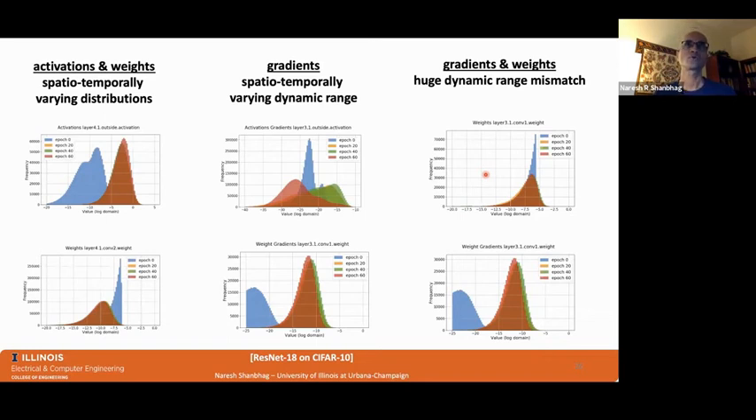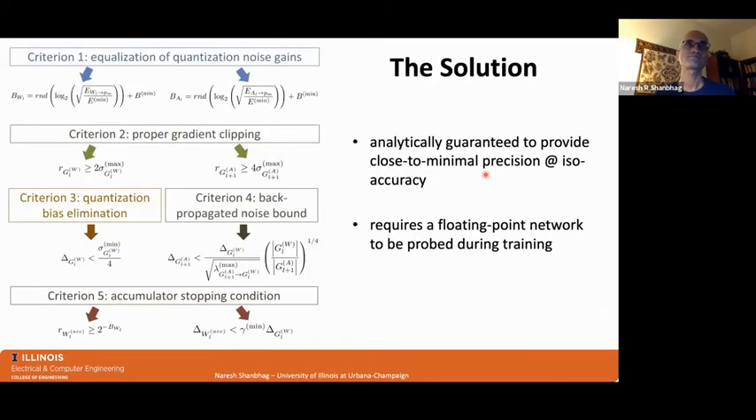So how do we manage these challenges? Well, I won't go through all the criteria here, but you can see some semblance of formulas we've seen earlier. We have 5 different criteria meant to ensure that if I take a fixed point network and train it from scratch, then its convergence behavior will be, with very high fidelity, close to that of the floating point network. This is the guarantee that we are giving if these 5 criteria are satisfied.